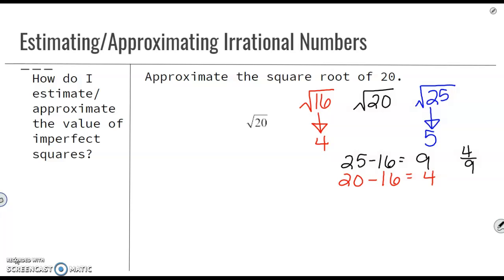I'm going to change 4/9 into a decimal by dividing. 9 divides into 40 4 times. 4 times 9 is 36, and we see that 4 repeats for this one. So the square root of 20 is about 4 and 4/10 with a bar notation over the 4. Now keep in mind, this is not exact. This is just an approximation or estimate.